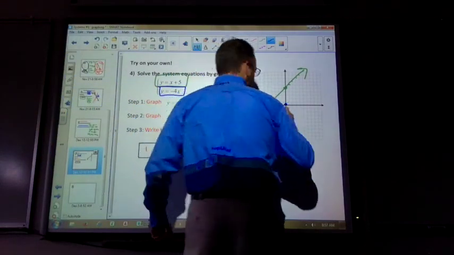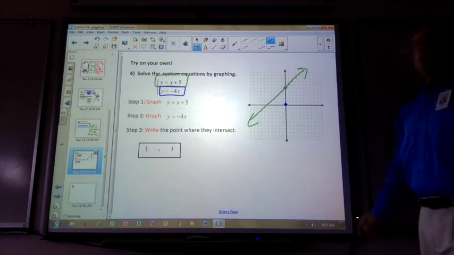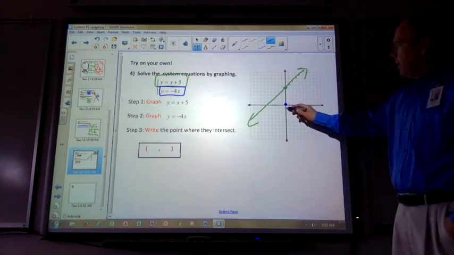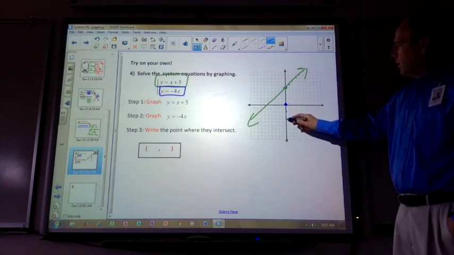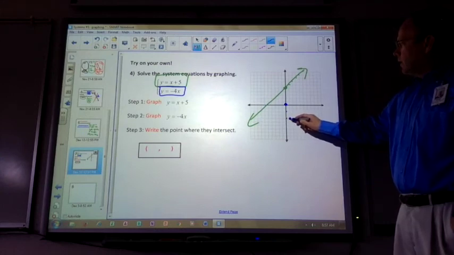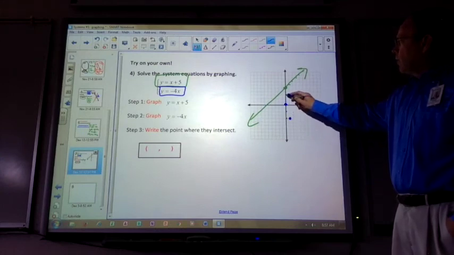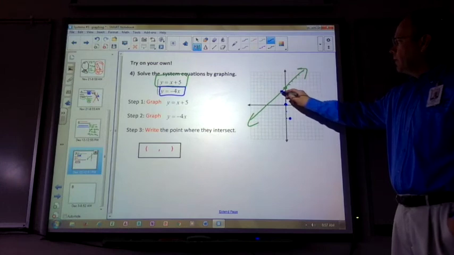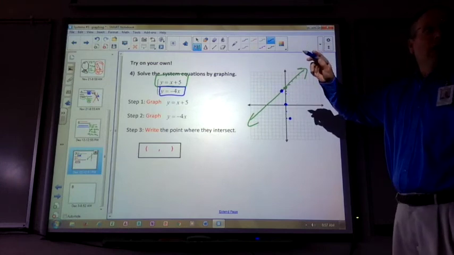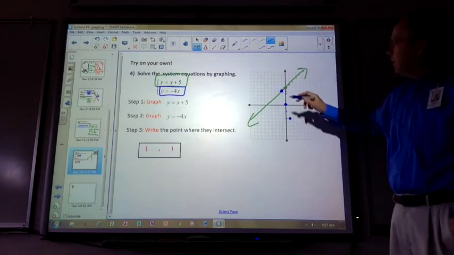What's the slope of this one, Garvey? Negative 4. So from this point, I'm going to go down 4, right 1. And that would mean I could go up 4 and left 1. So up and left is also negative, because up is positive, left is negative.